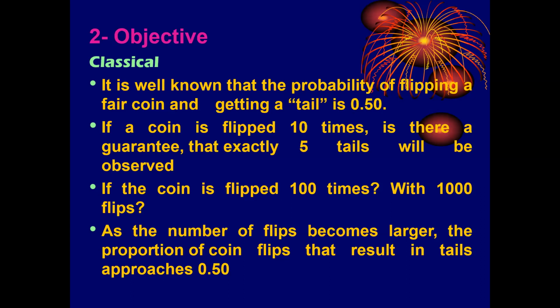But let me tell you this. There's what we call theoretical probability, and there's what we call experimental probability. The theoretical probability is what I just talked about, where we give equal chance to each side, so the probability of a head showing up is 0.5. That's the theoretical probability.